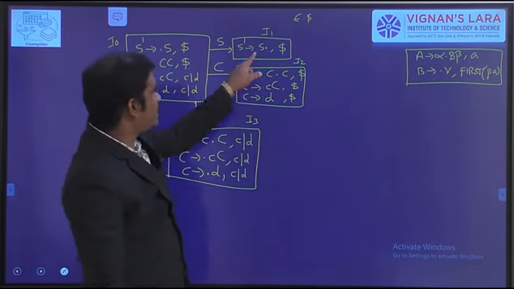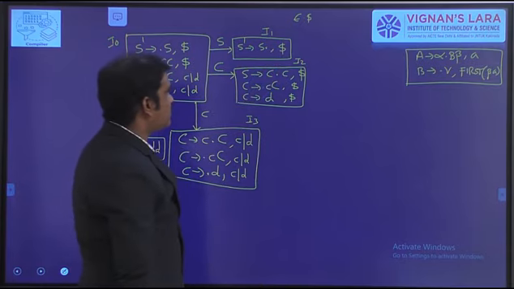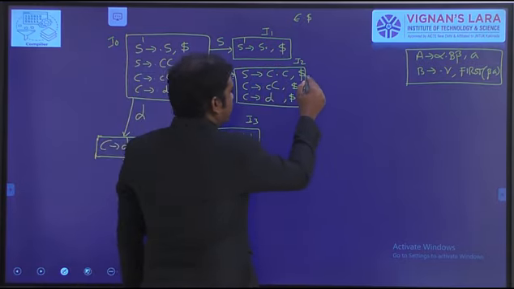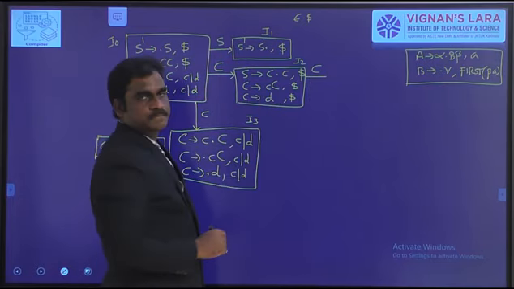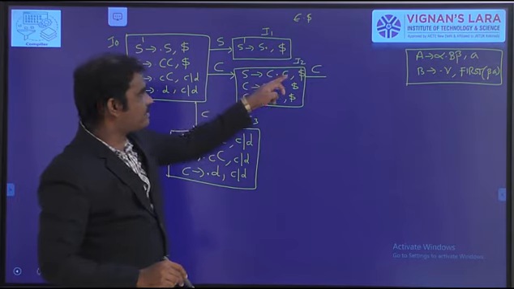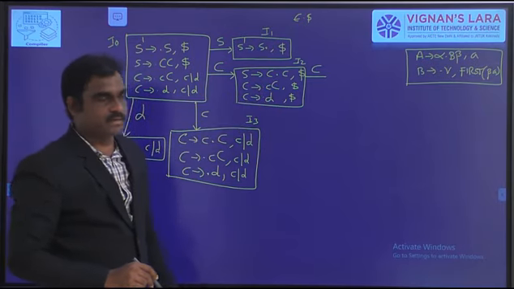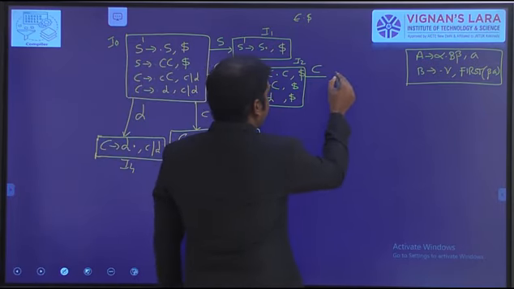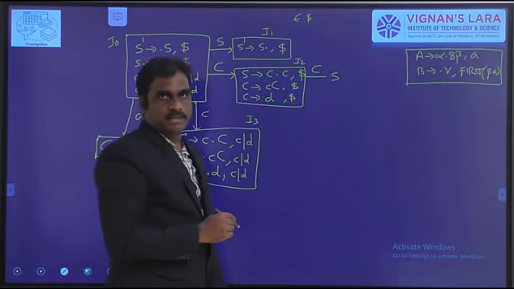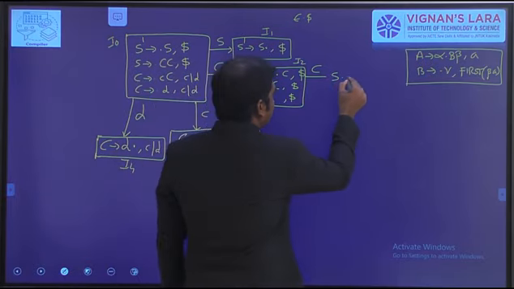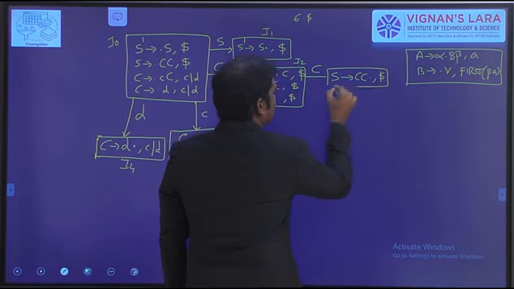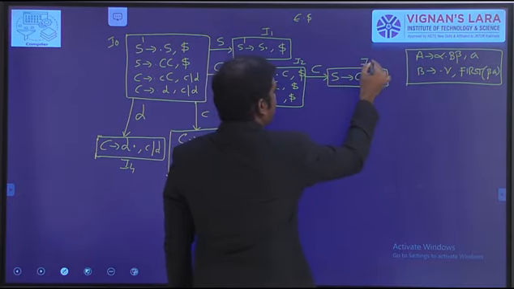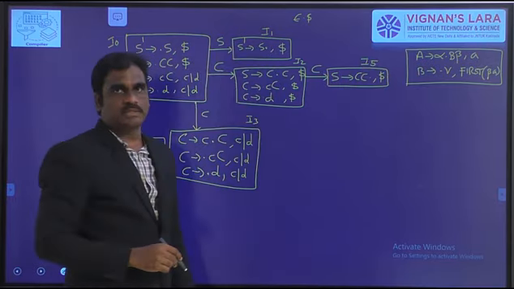Next, I1 is already completed. Next I2. What is the first symbol? Capital C. In S to CC, this is capital C and this is small c, both are different. So the output: first apply the goto operation. Simply the dot moves to the right hand side. So S to CC dot, comma dollar. So this is I5. There is no closure operation.